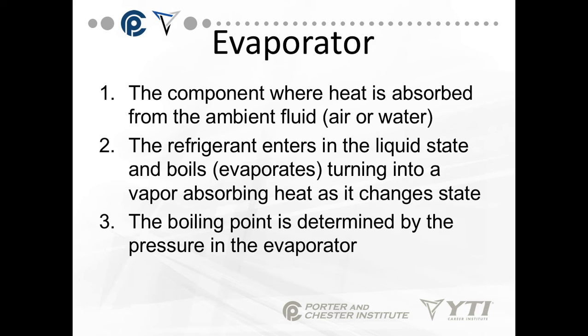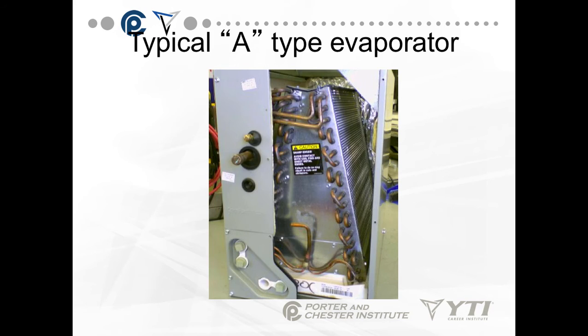Any hotter, it's not as efficient. Any cooler, it might cause ice to form on the evaporator coil, and we don't like ice in air conditioning systems. So the boiling point is determined by the pressure of that evaporator. There's a temperature pressure relationship.